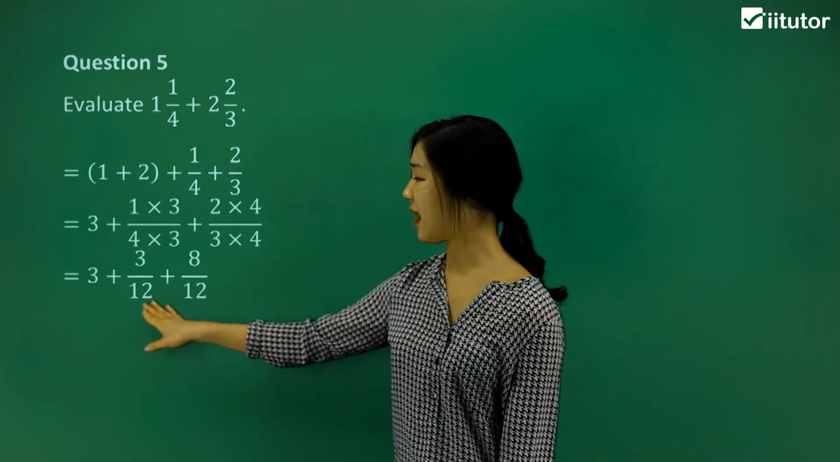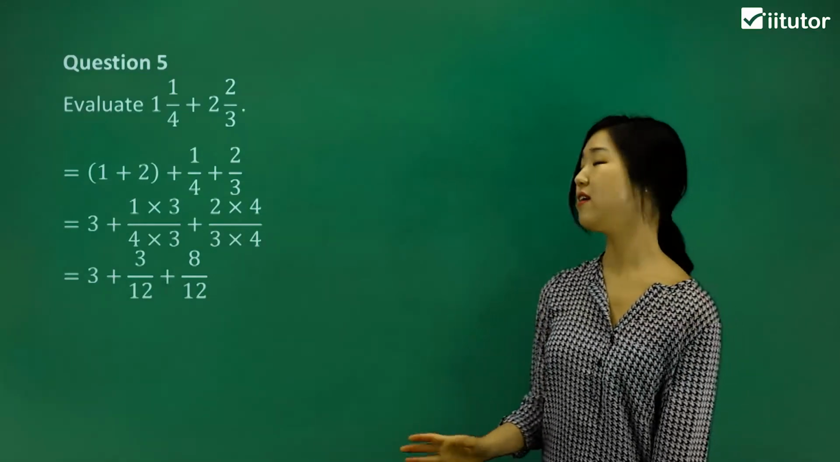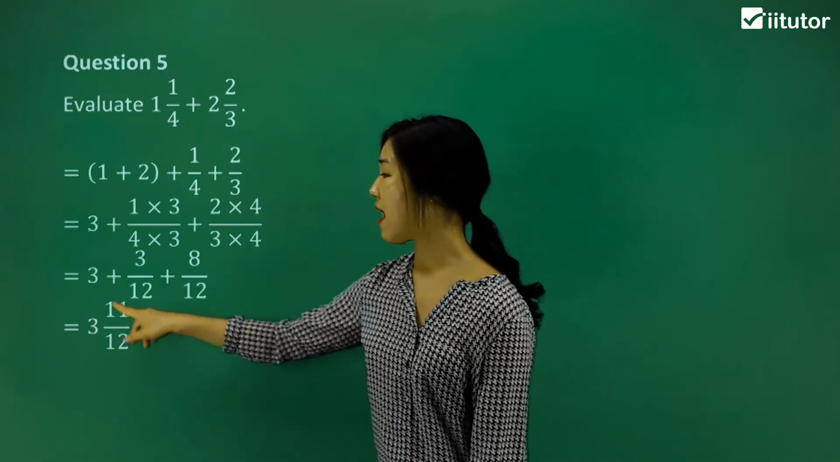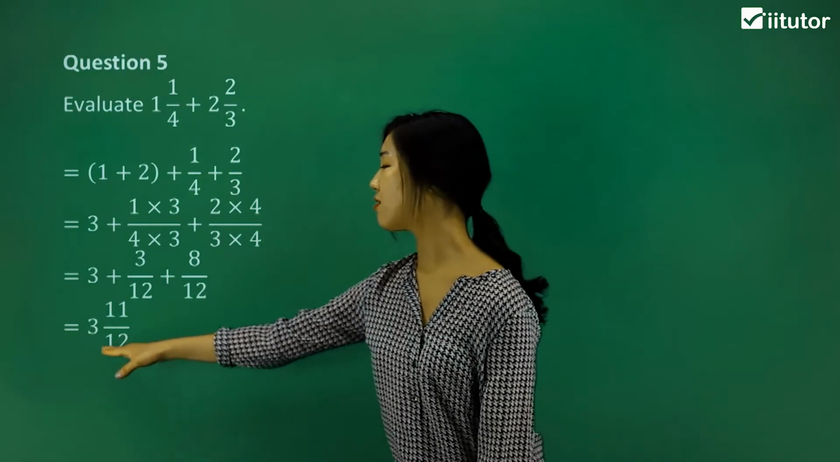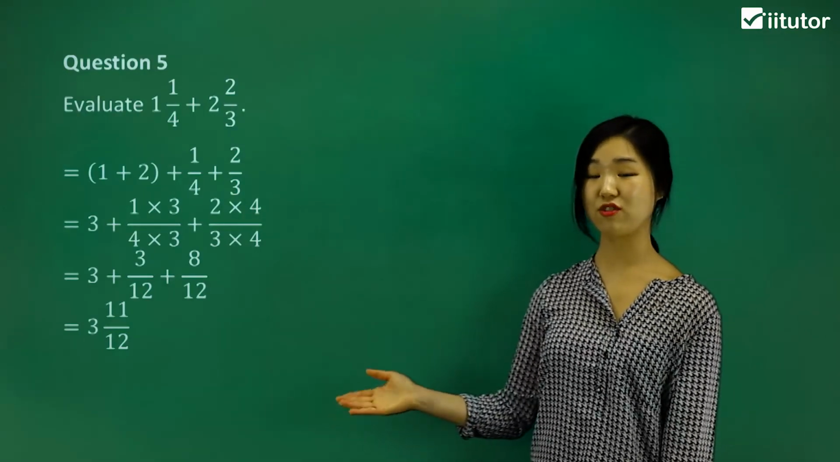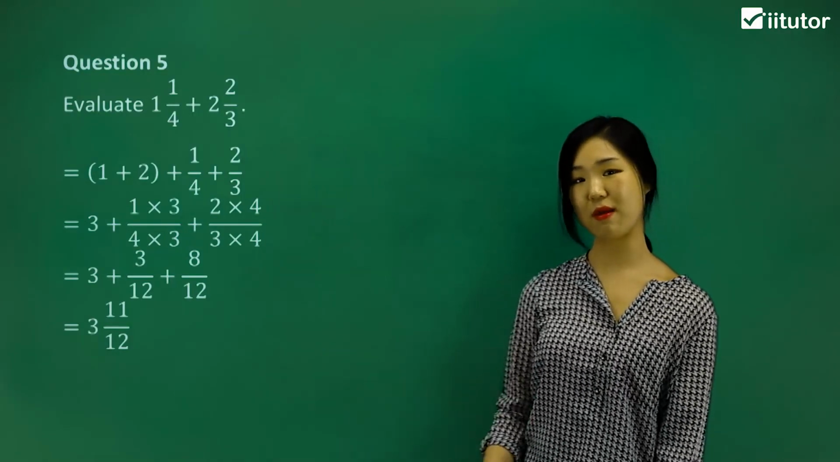Now you can see the denominators are the same. So we have to just worry about the numerators, gather them together. 3 plus 8 is 11. So we have 11 on 12, and then when we add it with the 3, we don't have to worry about the plus sign. We can get rid of it. So it's 3 and 11 on 12. You can see the answer is also back into mixed form as the question is given to us. So it's a good idea to keep it in that mixed numeral form.